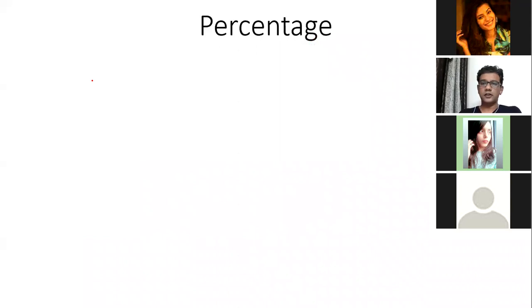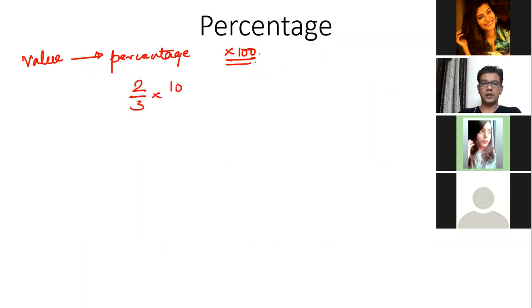So now let's look at how to convert any value to a percentage. When I have to convert a value to a percentage, what do I have to do? I have to multiply it by 100. So if I have 2 by 3, for example, I multiply that by 100, I get 66.66%. So to convert a value to a percentage, I multiply by 100. And to convert a percentage to a value, I divide it by 100.